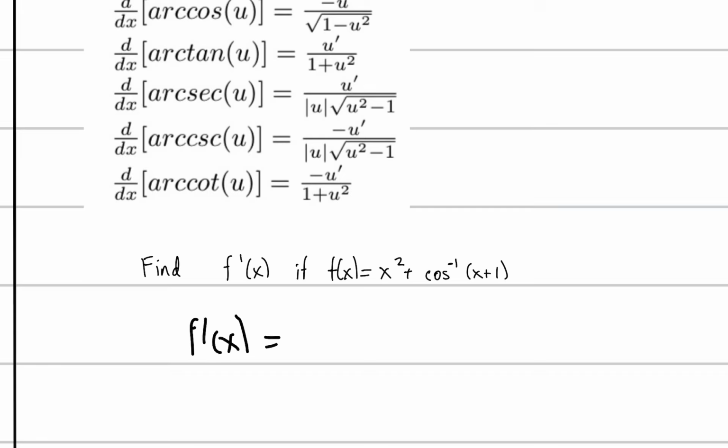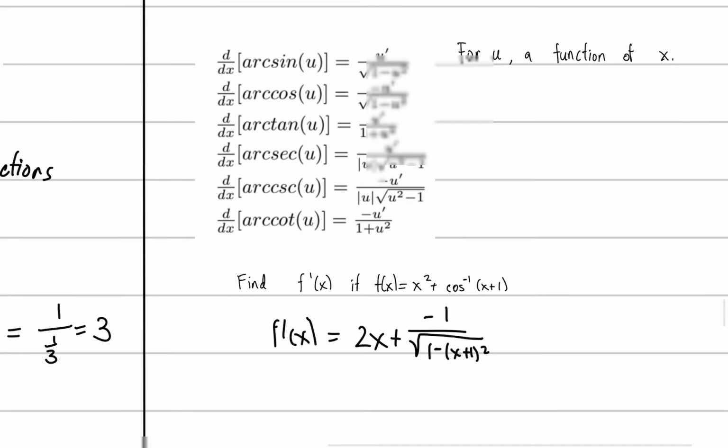We know, hopefully, our rules. That's 2x plus, and what is the derivative of cosine? Well, it's negative. u is x plus 1, so the derivative of that is 1 over the square root of 1 minus u squared, right?